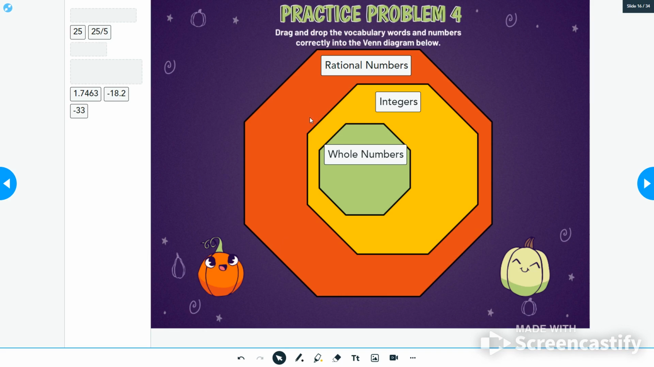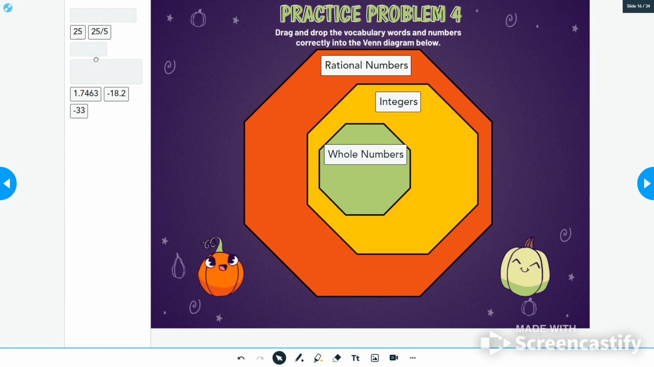Now we're going to go ahead and place these numbers into the Venn diagram in their most specific section. So what that means is that sometimes we have numbers that are whole numbers, and they're all three. They're whole numbers, integers, and rational numbers because they're in the middle section. And then sometimes we have numbers that belong only in the rational number section because they don't meet the requirements to be an integer or a whole number. And then we have some numbers that are integers that don't meet the requirements to become a whole number, but they are integers and they are also rational numbers. So placing them specifically, that's what we're working on.